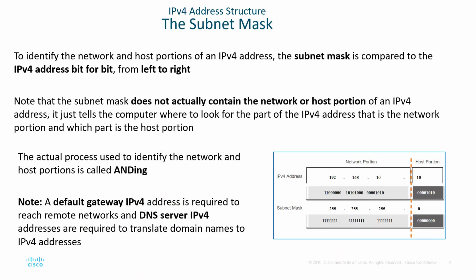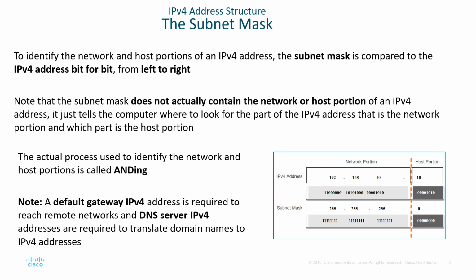So to identify the network and host portions of an IP4 address, you need to use the subnet mask. We take the subnet mask and compare it to the IP4 address bit for bit, left to right. The subnet mask does not actually contain the network or the host portion of an IP4 address. It is just a parameter that we use with the ANDing procedure in order to find out which is the network portion and which is the hosting portion.